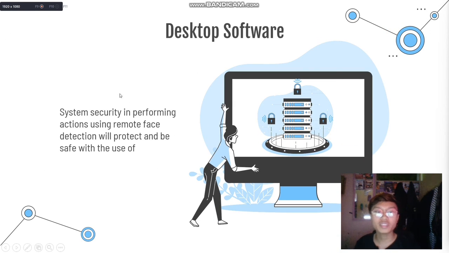Desktop software system security, performing actions using face detection, will be protected and safe with the use of it.